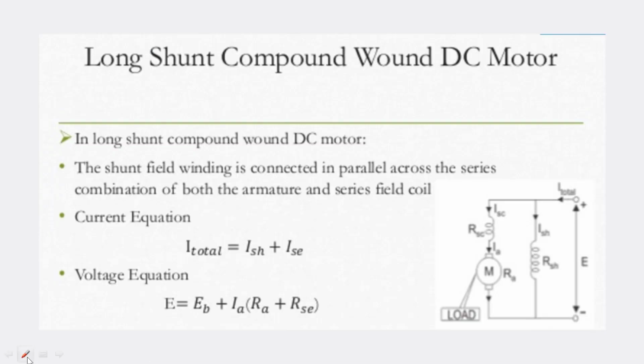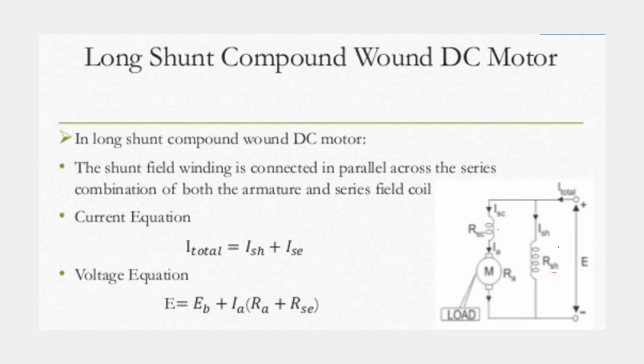The long shunt compound motor will have a shunt field winding which is connected parallel to both the armature and series field winding. So this is the series field winding, this is the armature winding. The shunt field winding is connected parallel to both the series field winding and the armature winding. That's why it is called a long shunt compound motor.